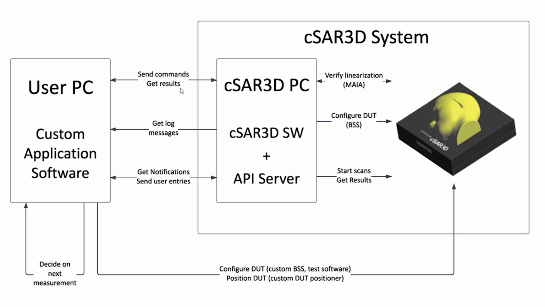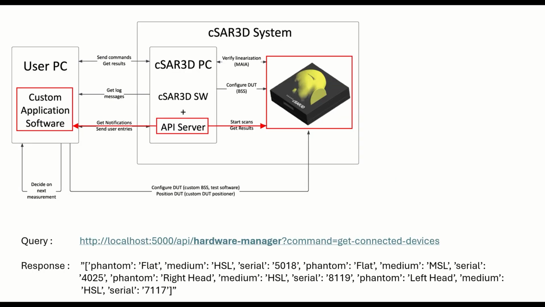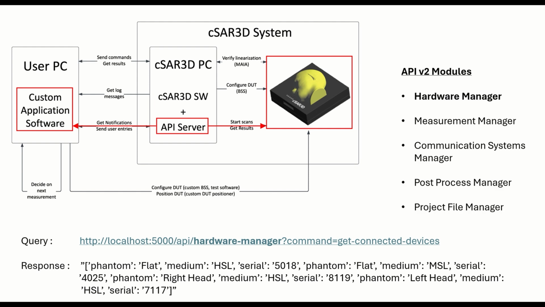The API server is responsible for interfacing with the user application on one side and the measurement hardware on the other side. The API option uses HTTP POST requests with JavaScript Object Notation, or JSON, arguments and responses. This makes it independent of the operating system and compatible with a very broad range of programming and scripting languages. The server provides a modular interface, with each module providing commands for a given aspect of the overall process.